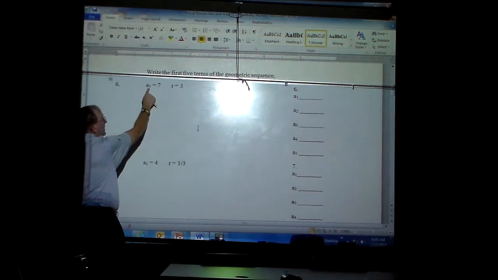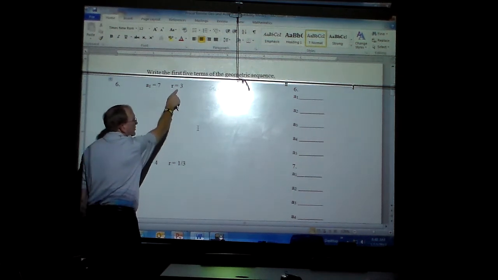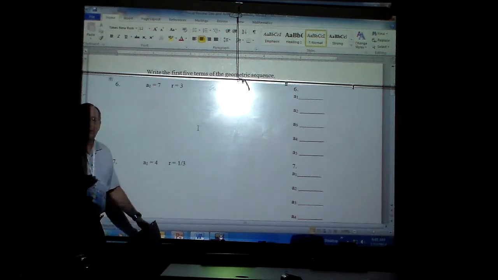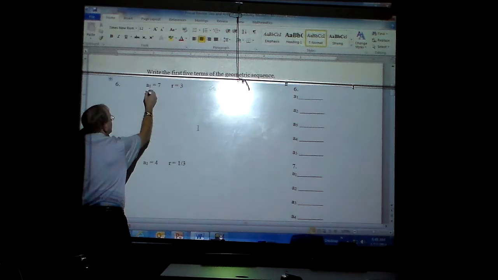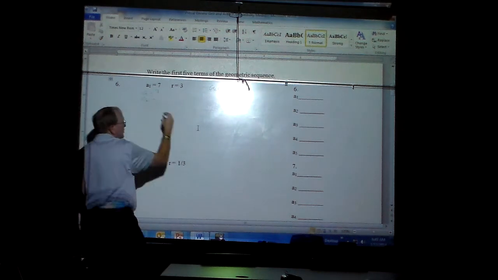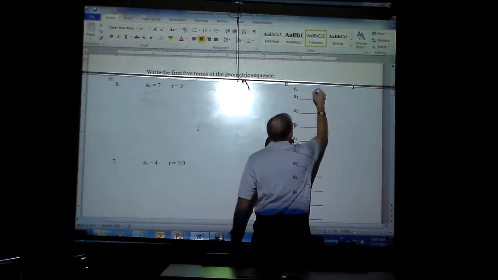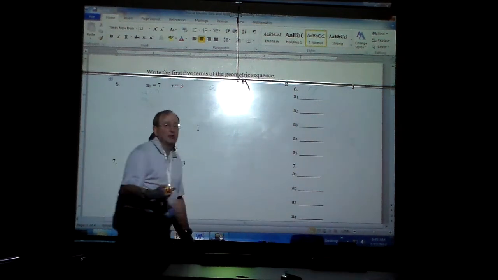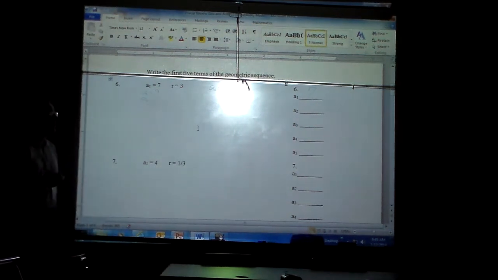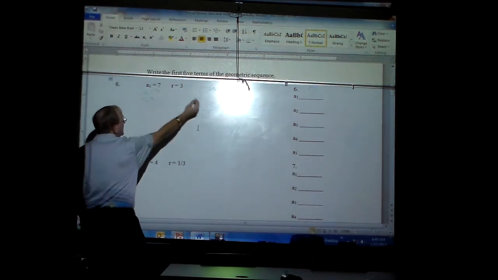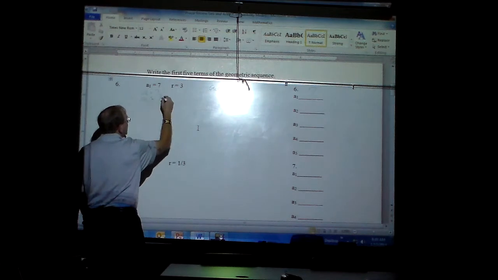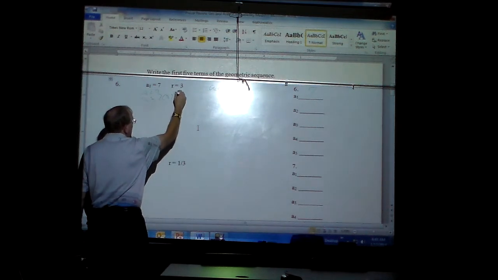Notice they gave me what? A1, and they gave me r, so all I would have to do is just plug it in, which basically means a sub 1 we know is 7, which we could write that answer down right here. And that's the most common part missed. A1 is 7. We give you that one. Write it down.